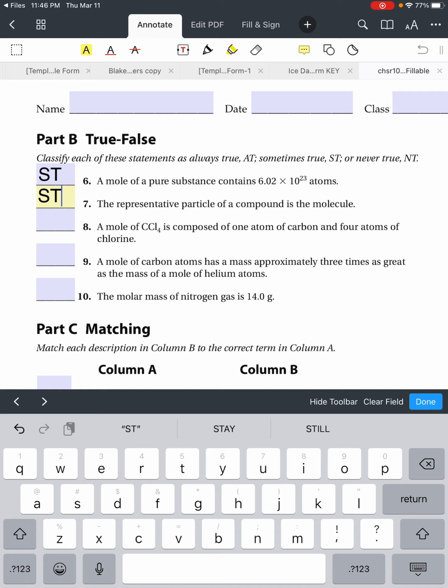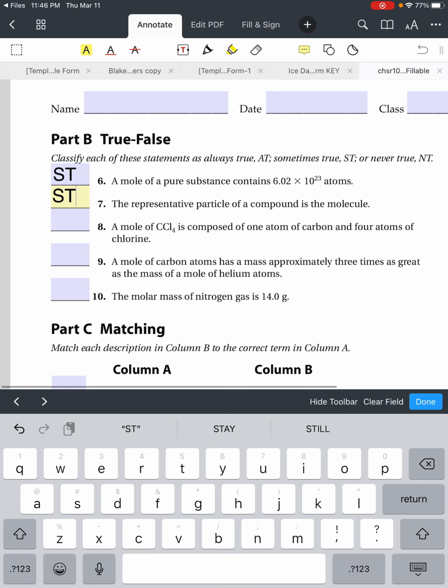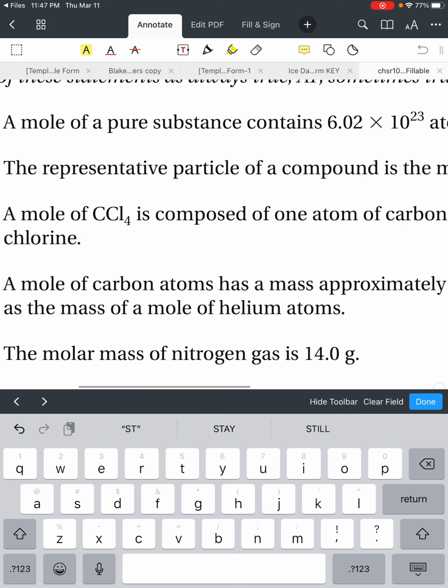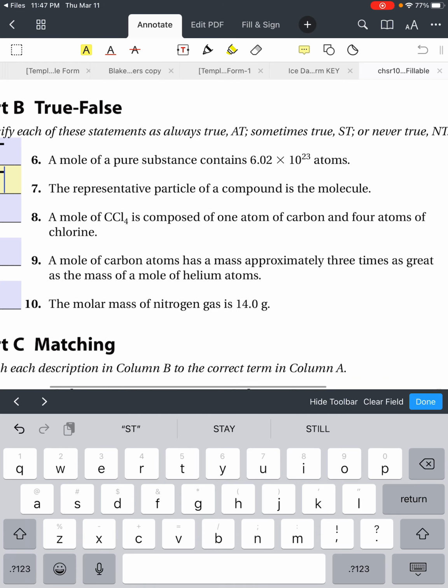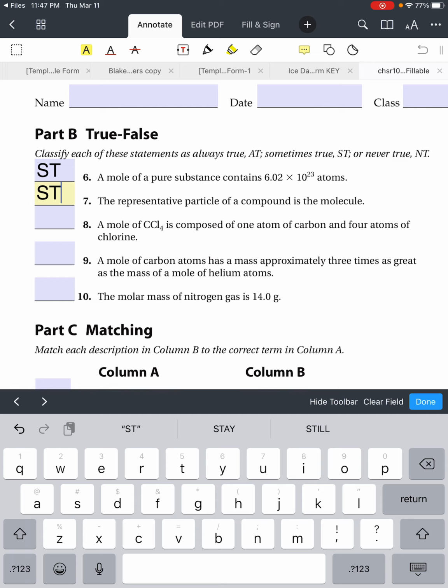with compounds. A mole of carbon tetrachloride, CCl4, is composed of one atom of carbon and 4 atoms of chlorine. And that is never true because a mole of it would be composed of 1 mole of carbon and 4 moles of chlorine, not atoms. A molecule, a single molecule, would have 1 atom of carbon and 4 atoms of chlorine.